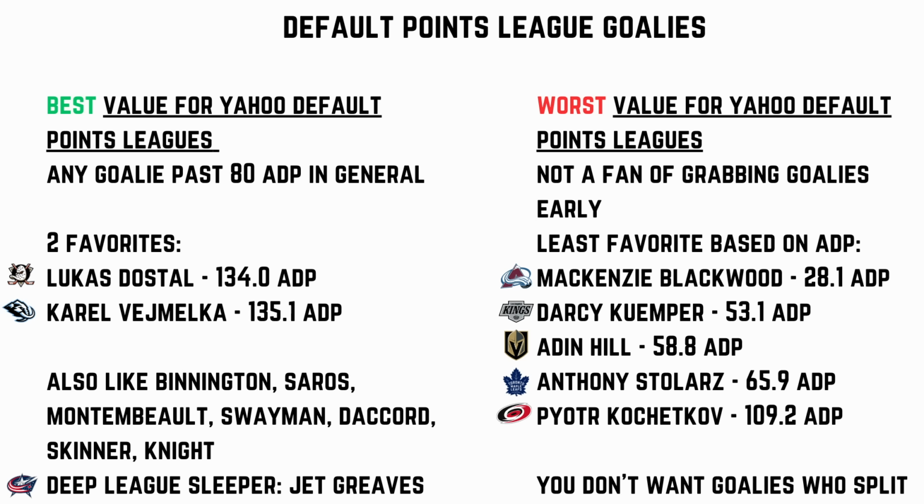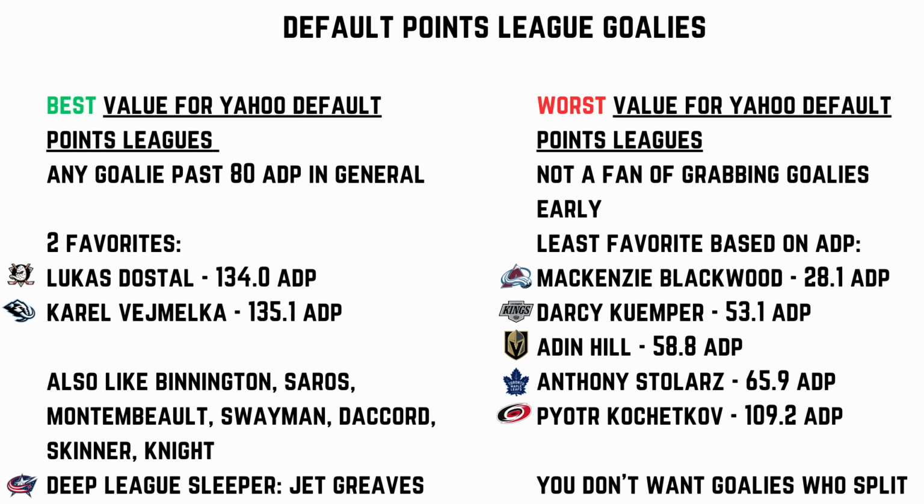But yeah, there's tons of goalies in these later rounds, like past 90 ADP, that are going to see like 55 to 60 games and face a lot of shots. My two favorites are honestly Lucas Dostal and Karel Vejmelka. In terms of some other goalies I like past 90 ADP, there are the Binningtons, the Saroses, the Montembeaults, the Swaymans, the Decords, the Skinners, the Spencer Knights, and also a deep league option could be Jet Greaves of the Blue Jackets.